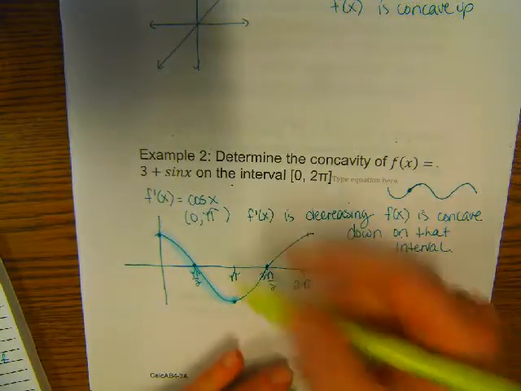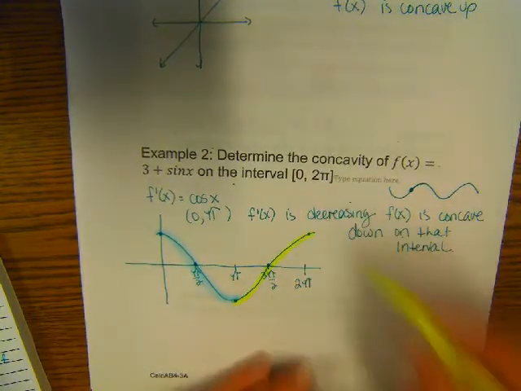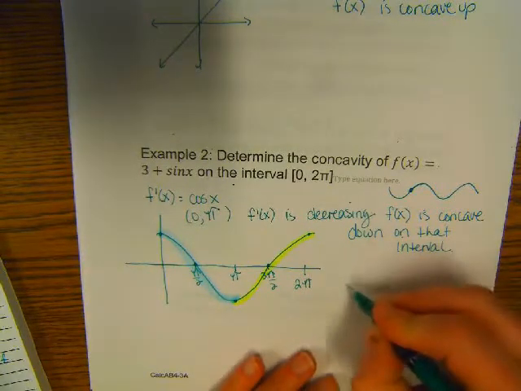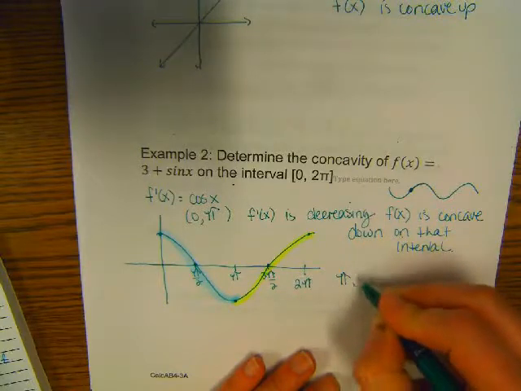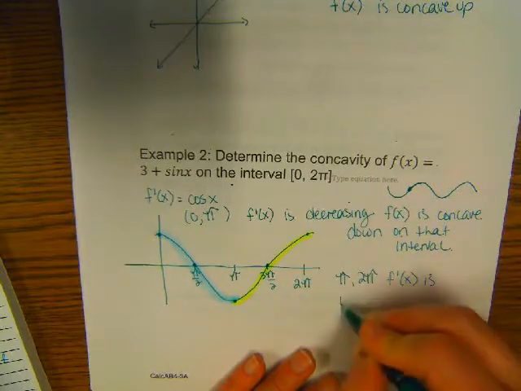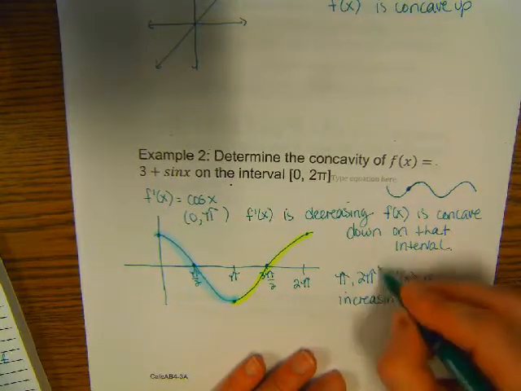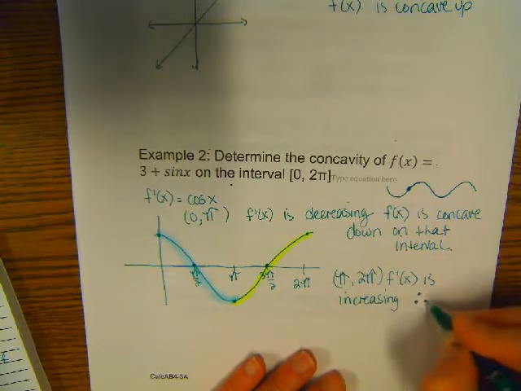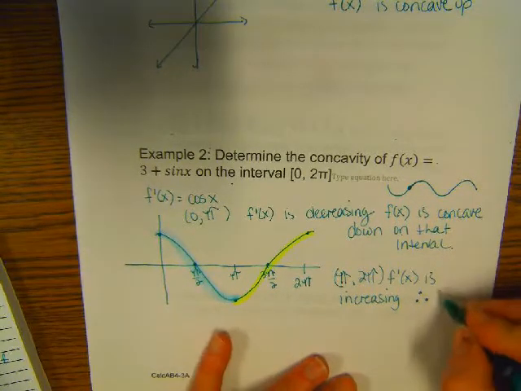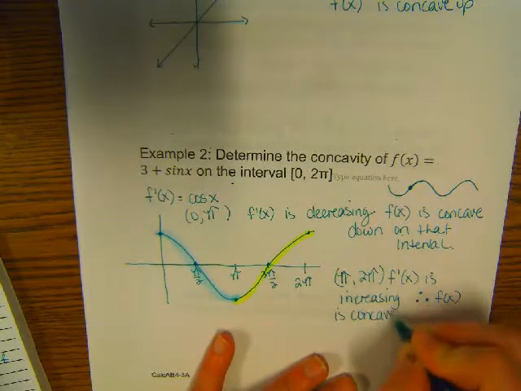All right, now this is the graph of f prime of x. f prime of x is increasing on the interval pi to 2 pi. So on the interval from pi to 2 pi, f prime of x is increasing. Therefore, f of x is concave up on that interval.